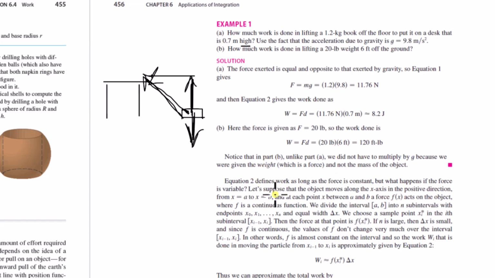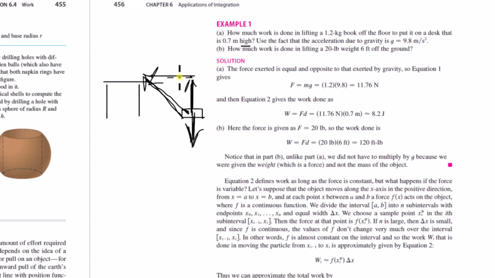Okay. Now, what we just did was simple because the force was constant. If you calculated the work done this way, you could assume the force is constant, even though you pick it up and it accelerates in the beginning and decelerates in the end. That would still be a good assumption because the weight of the book is constant. So you get an accurate answer for the work done in lifting that book off the ground.